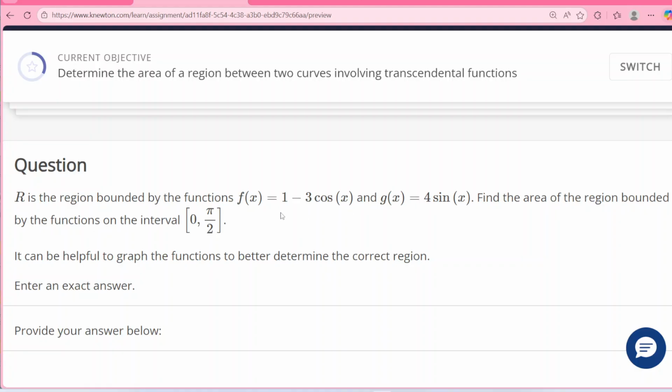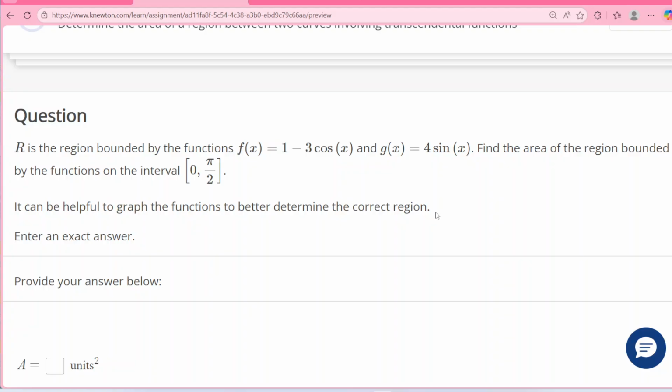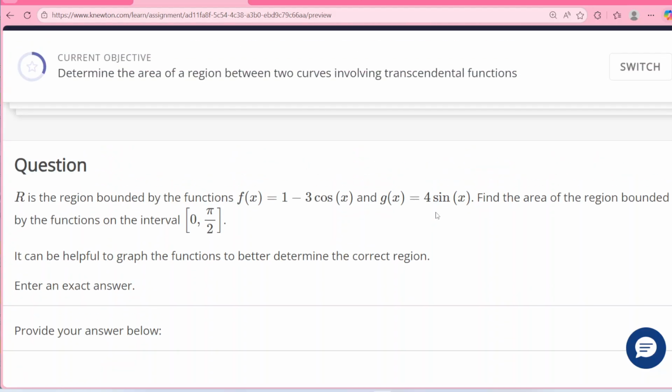All right, so another one where we're given an interval. So again, I'll draw these. Now make sure you're in radian mode. Don't forget when you're working with the trig functions in calculus here. So one of these functions is 1 minus 3 cosine x. The other one is 4 sine x. And we're only looking from 0 to pi over 2.